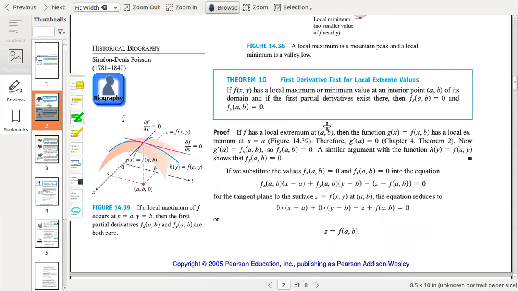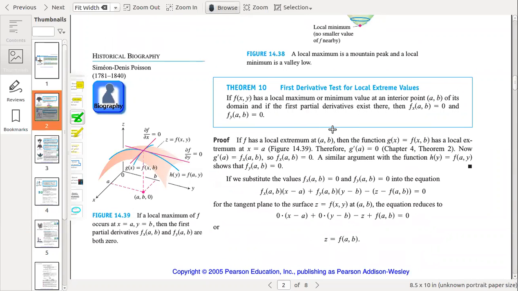So here is the first derivative test for local extreme values. If f of x, y has a local maximum or minimum value at an interior point (a, b) of its domain, and if the first partial derivatives exist there, then partial f over partial x at (a, b) is equal to 0, and partial f over partial y at (a, b) is equal to 0.